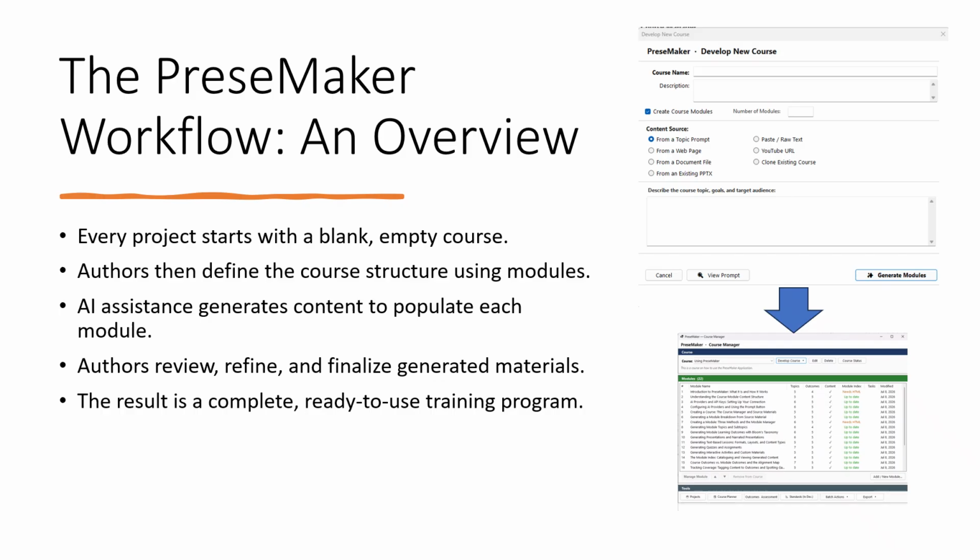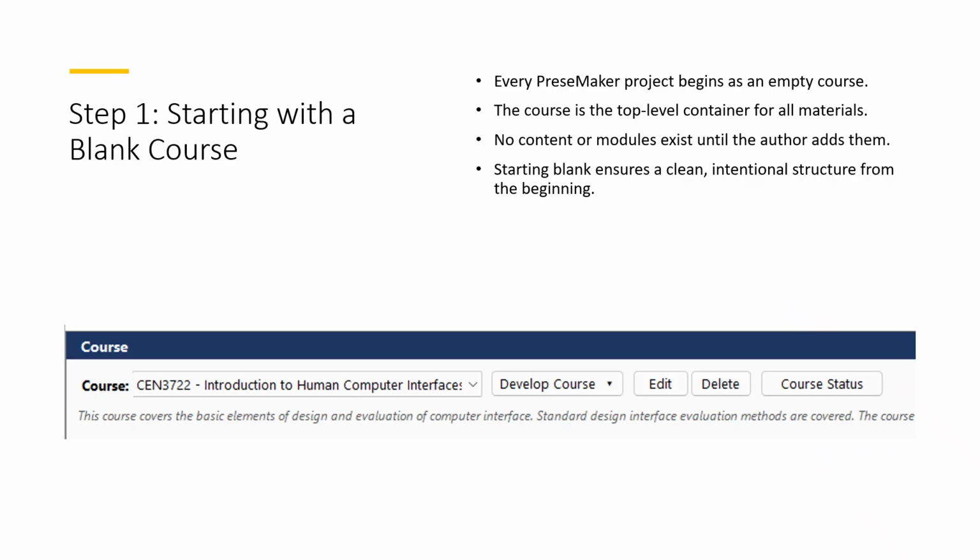Once that structure is in place, PreseMaker's AI engine gets to work, generating fully developed learning materials to populate each of those modules. After the AI has produced that content, the workflow shifts into a human review phase. Authors examine what has been generated, refine where needed, and polish the materials until everything meets their standards. When every module contains finalized content, the original blank course has been completely transformed into a ready-to-use training program. This guided approach removes much of the guesswork from course development and gives authors a reliable, repeatable process to follow every time.